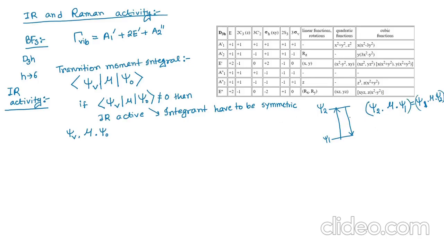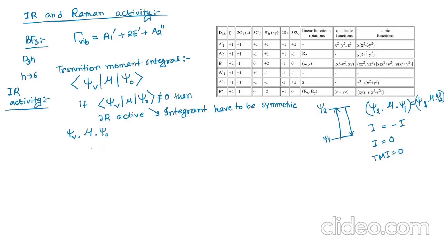If this was not the case and your integrand I is actually minus I, which is antisymmetric, then I is 0, right? So that means your transition moment integral would be 0. Only in the antisymmetric condition will your transition moment integral be 0. Other than that, if the integrand is symmetric, then you have a non-zero transition moment integral, right?